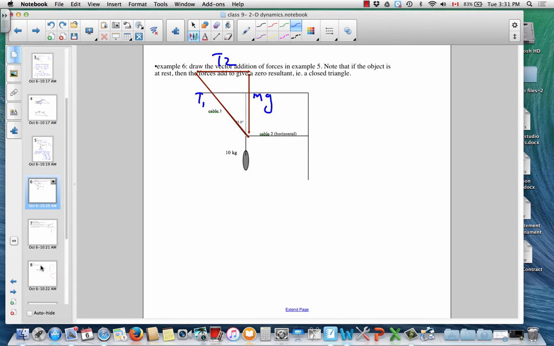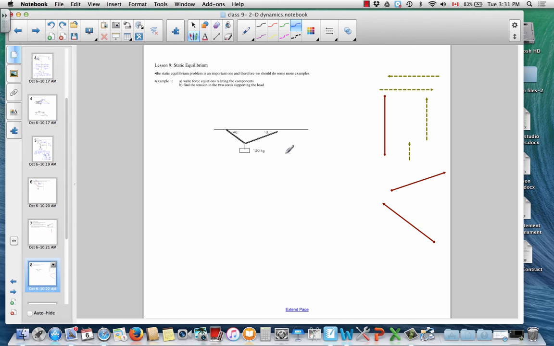So the static equilibrium problem is quite a common one in physics, and so we'll just try a couple of other examples. For this one, here's our situation. Pause the video and draw the force diagram. Try that right now.